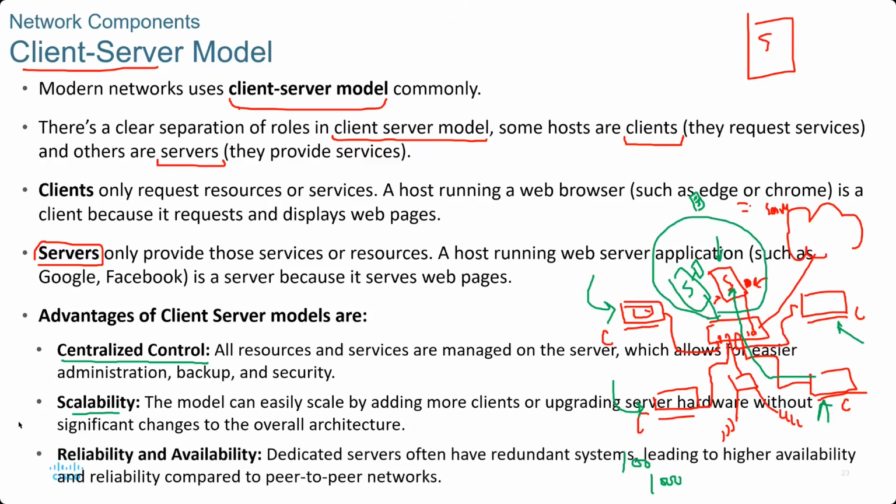It is also reliable and it provides availability. It's reliable because you have dedicated servers with many redundant systems. As I showed you, you can have multiple servers. So if one is not working, the other would be working. And that gives you higher availability and reliability compared to a peer-to-peer network. For example, in a peer-to-peer network, if you have one print server that is sharing a printer, and that computer goes out, nobody can print pages. But in this case, you can have 2 servers sharing the print services. If one goes down, the other one takes over. That's what we call reliability and high availability, that your services are not going down, even if a computer goes down.